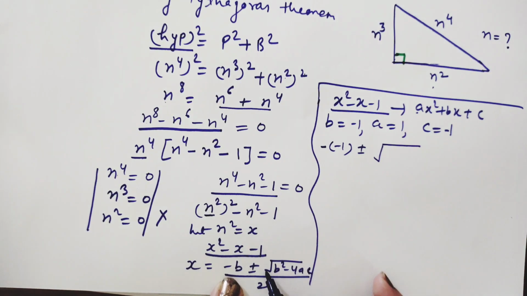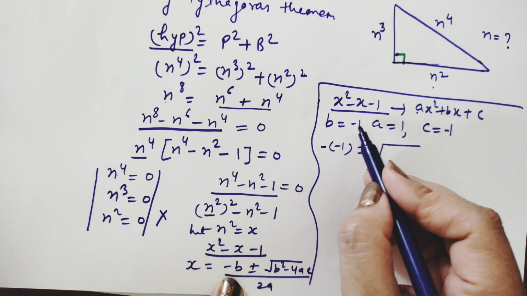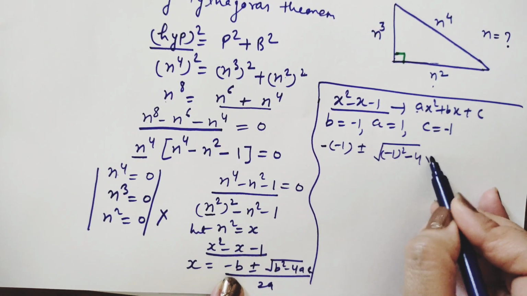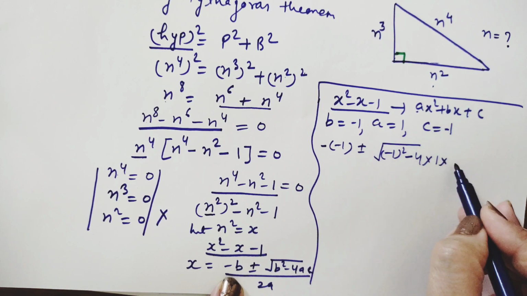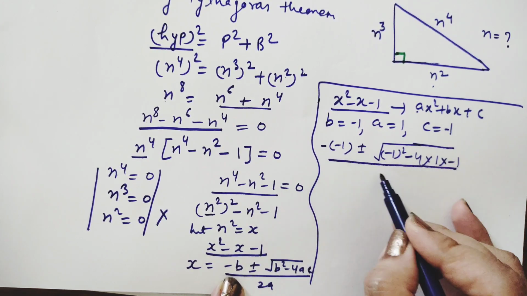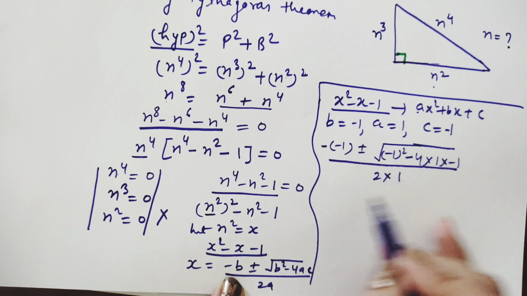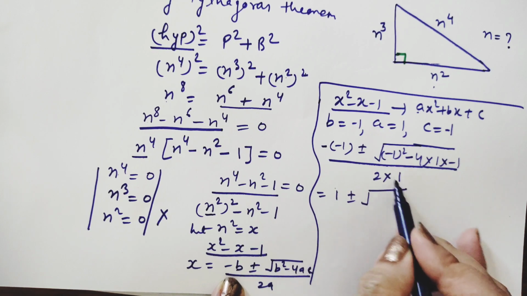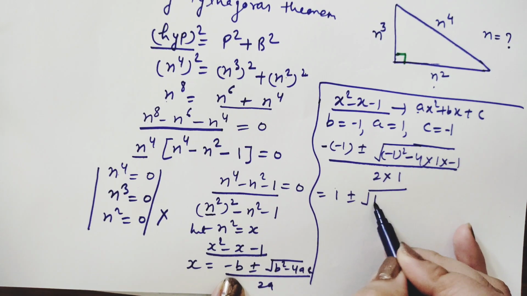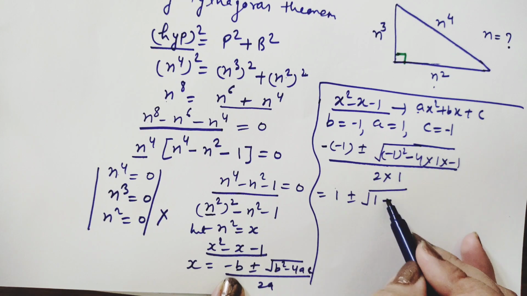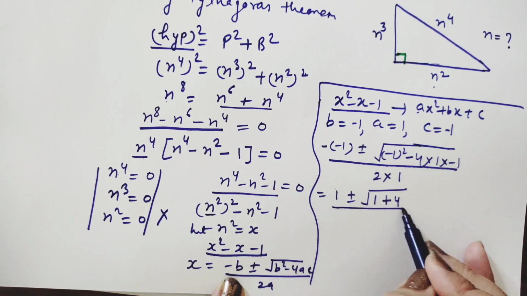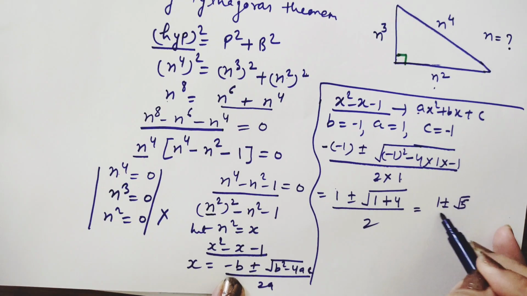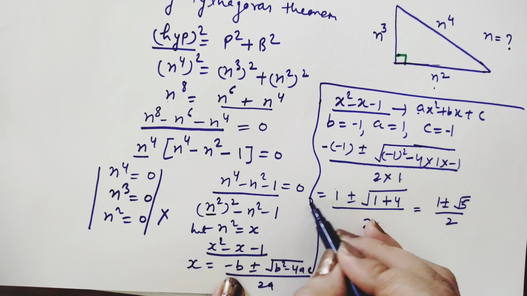And it is in a square root. Here B square means minus 1 square, minus 4AC, which is 4 into A, where A is 1 and C is minus 1, upon 2A. A is 1. Now minus minus is plus 1, plus minus under root of minus 1 square is 1 square, and minus minus plus 4 ones are 4, upon 2 ones are 2. So 1 plus minus under root 5 by 2. This is the value of x.